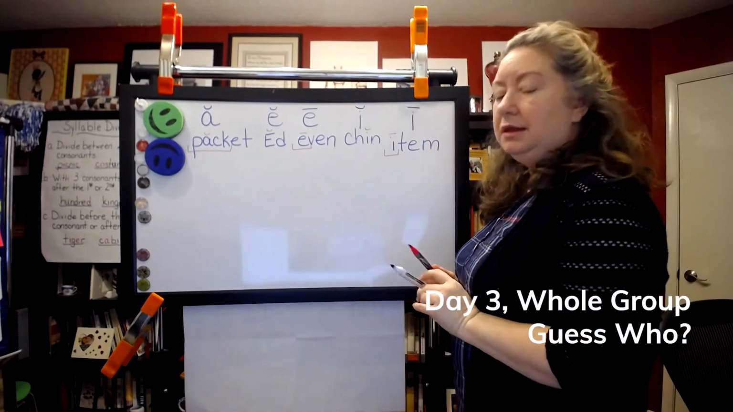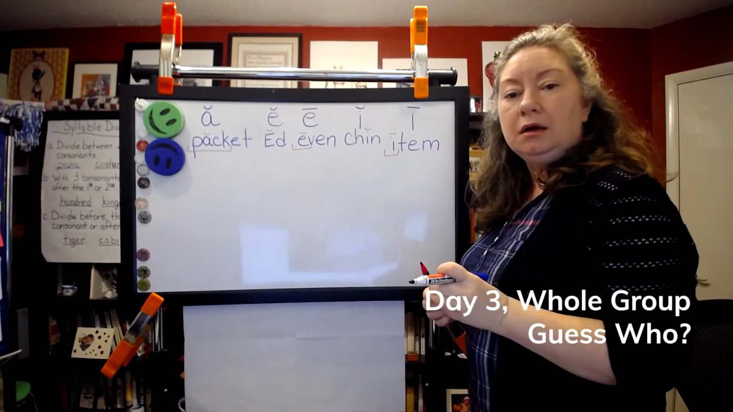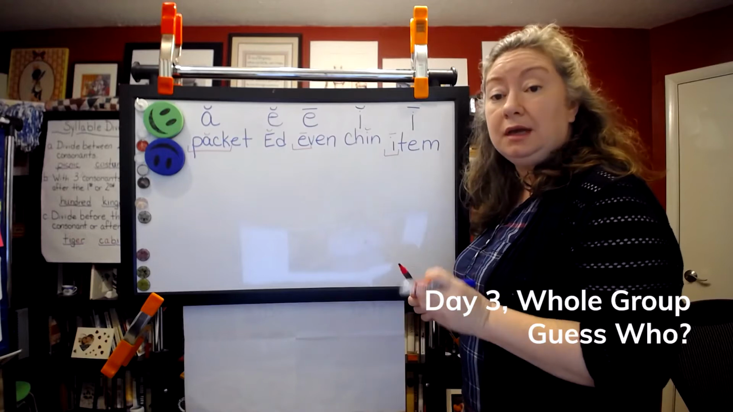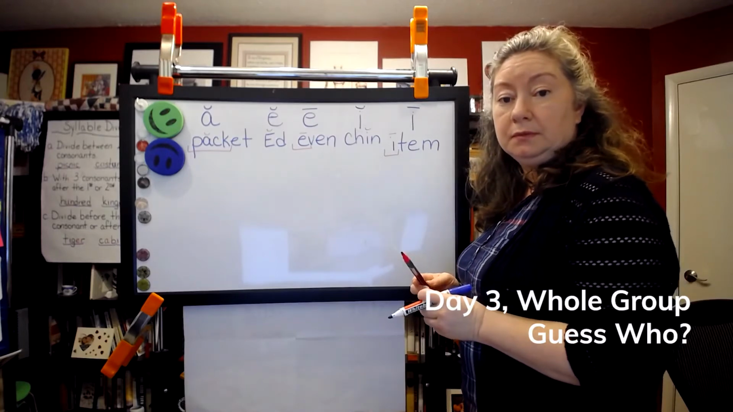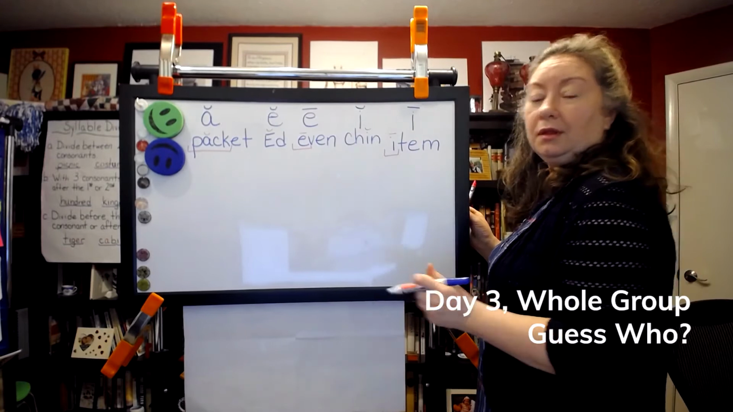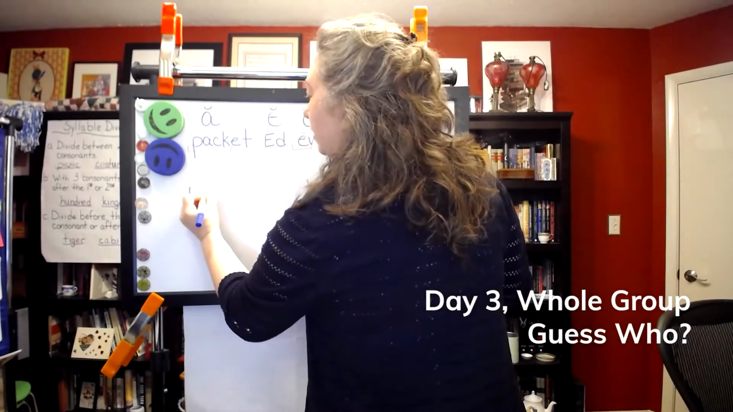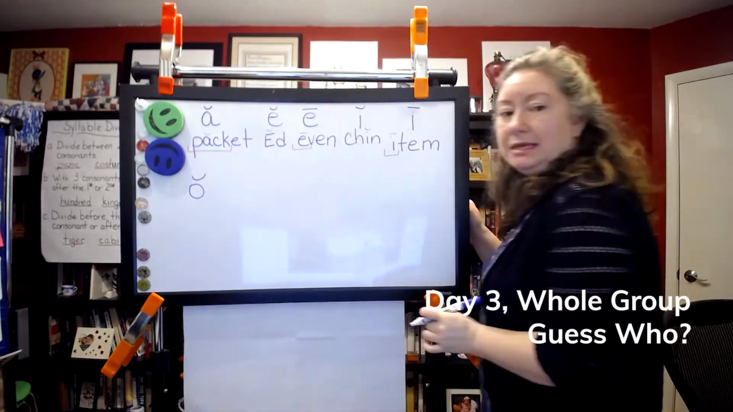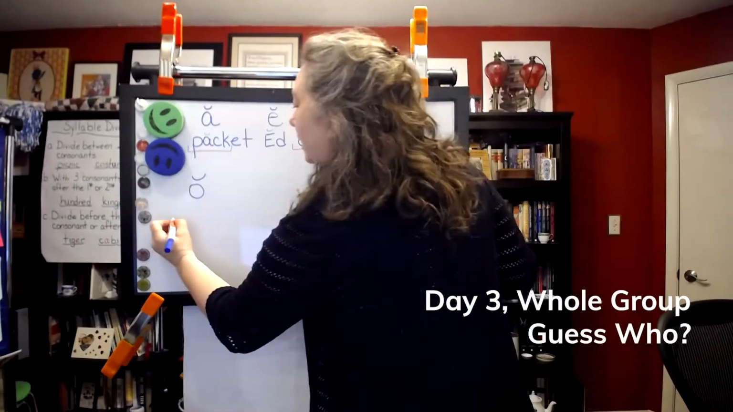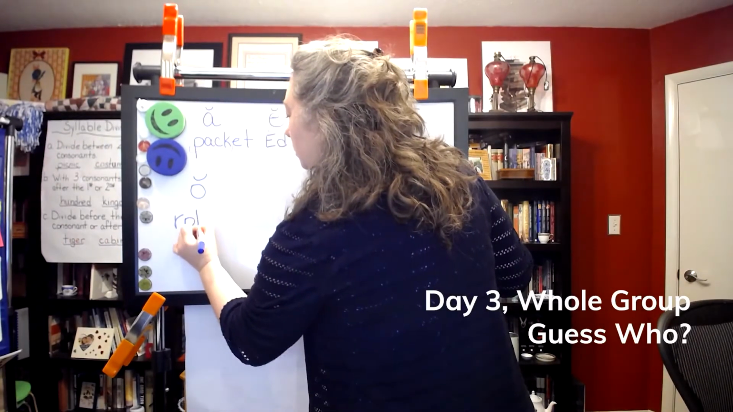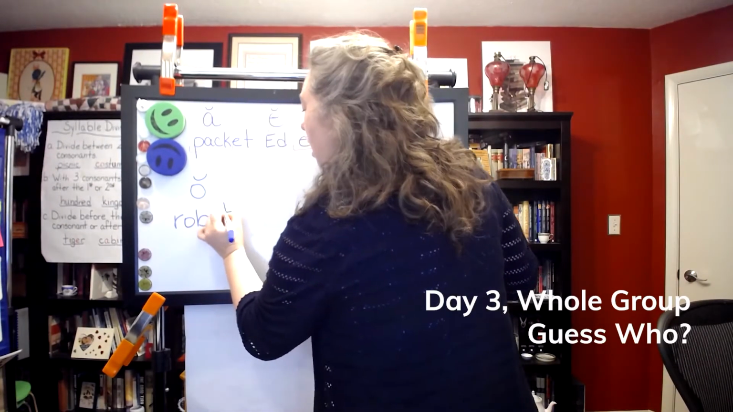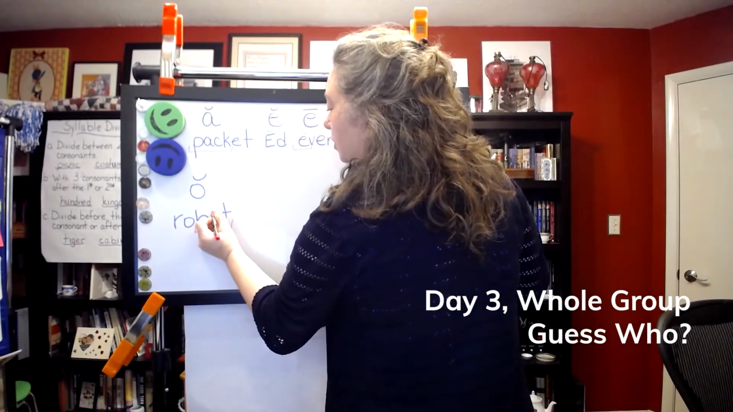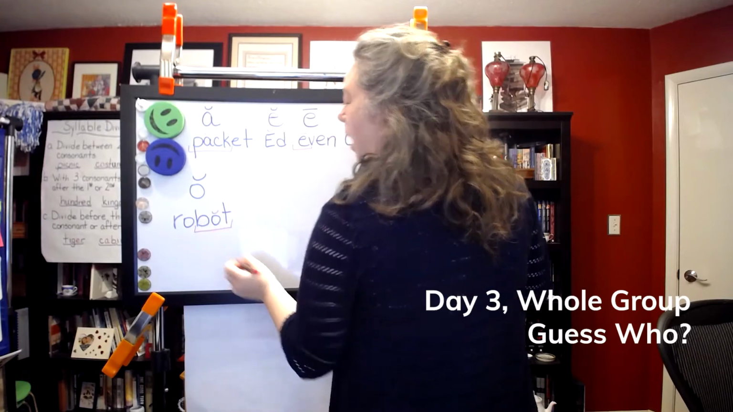Okay, the next sound is ah. Write the way to make the ah sound in words. Most of you put an O with the breve or the smiley face, and we can hear that ah sound in the second syllable of robot.